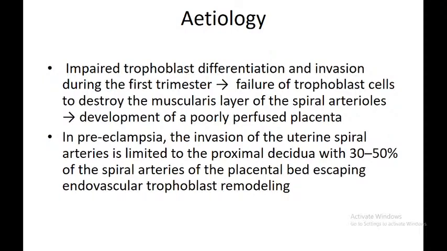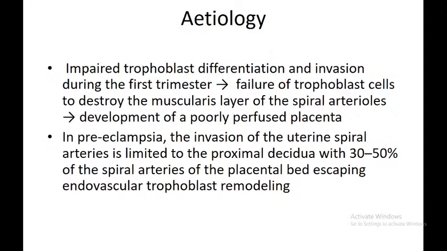So it is a combination of impaired trophoblast differentiation, so the trophoblastic remodeling is lacking, at one end, and the failure of these trophoblastic cells to destroy or invade the muscularis layer of the spiral arterioles, thereby leading to a poorly perfused placenta. And in preeclampsia, the invasion of the uterine spiral arterioles is limited to the proximal decidua, with 30 to 50% of the spiral arterioles of the placental bed escaping this endovascular trophoblast remodeling.